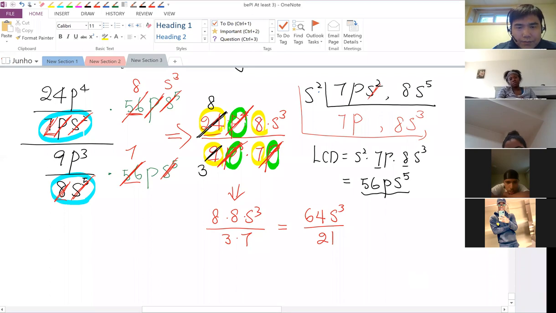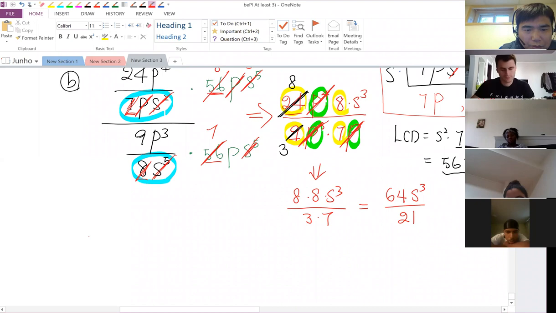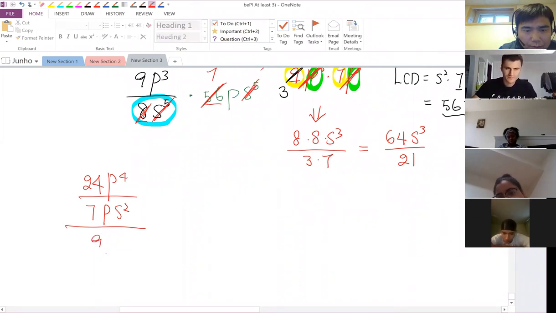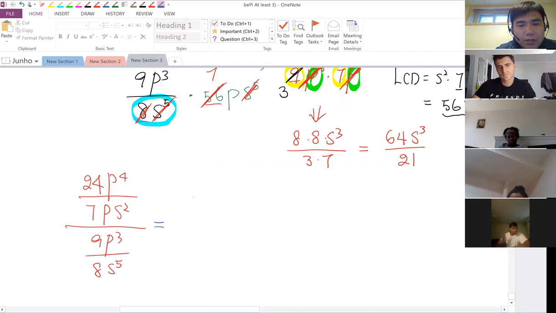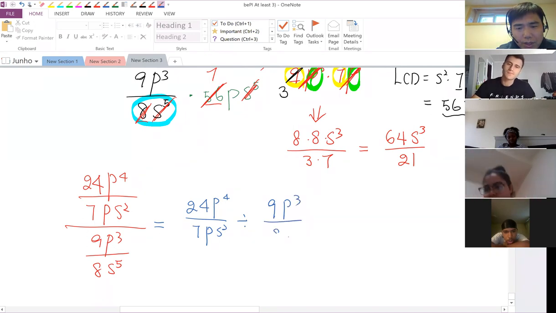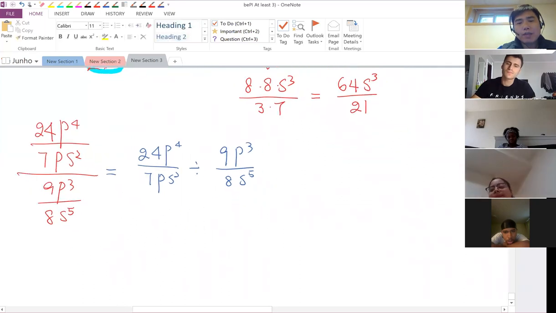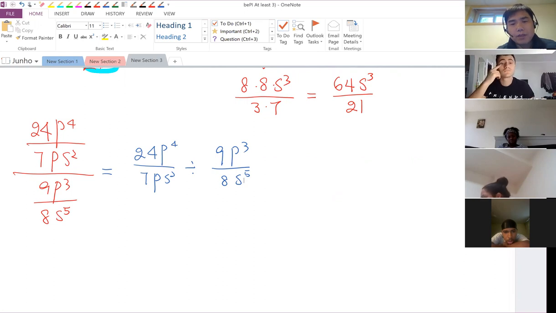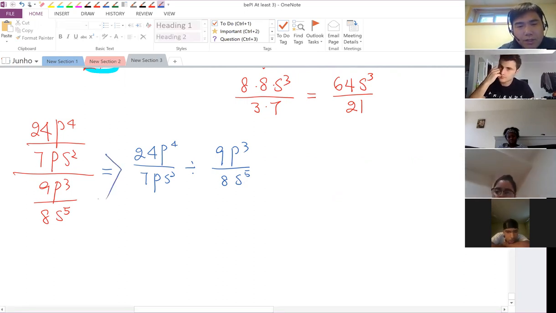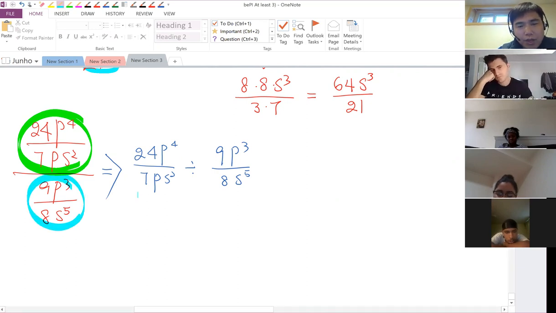So basically, I'm gonna rewrite here so that I have more space. So 24 P fourth over 7 P S square over 9 P cube over 8 S fifth power. So according to him, this means 24 P fourth over 7 P S square divided by 9 P cubed over 8 S fifth. Because he skipped one step, I'm writing the middle step, how he reached the flipping step here. If you understand, this means the top fraction divided by the bottom fraction, that's why we can rewrite it this way.